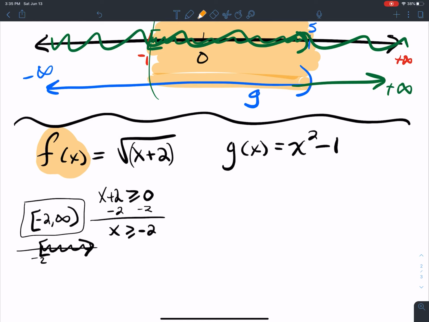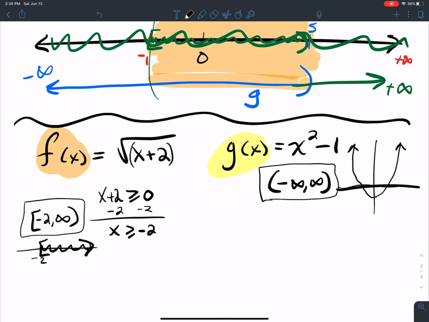What about over here for g of x? Well, this is a squared, and it's a parabola that's shifted down 1. And it turns out a parabola, that's a nice polynomial. It's smooth and continuous for all real numbers. So the domain goes from -infinity to positive infinity. So my domain is good there. So really the only thing we've got to watch out for is our square root one, okay?